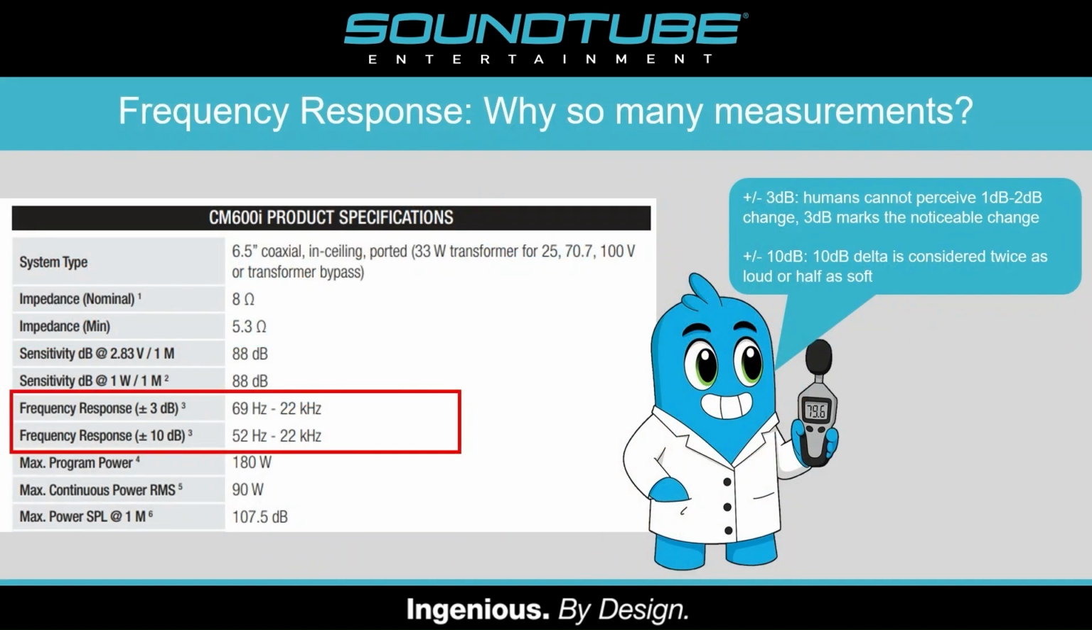So why are there two ratings listed? A 3 dB change is considered a noticeable change, while a 10 dB change is considered twice or half as loud. For a deeper dive into sound parameters, visit our video on frequency and decibels.